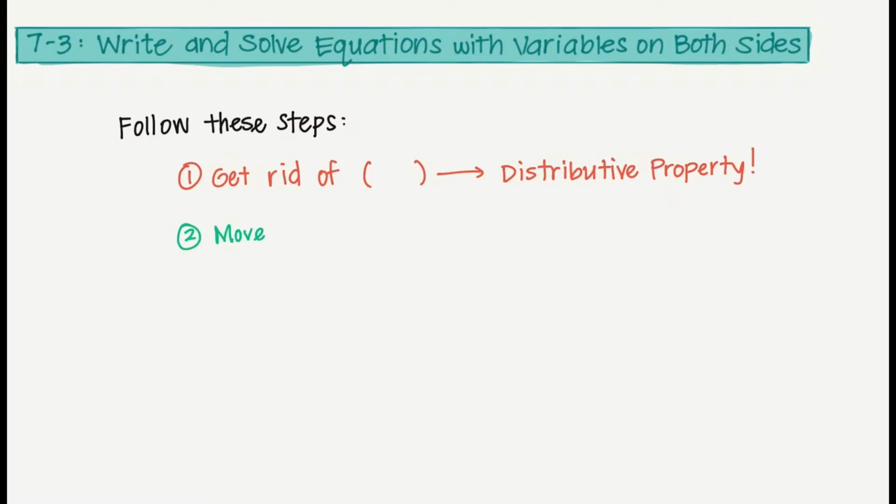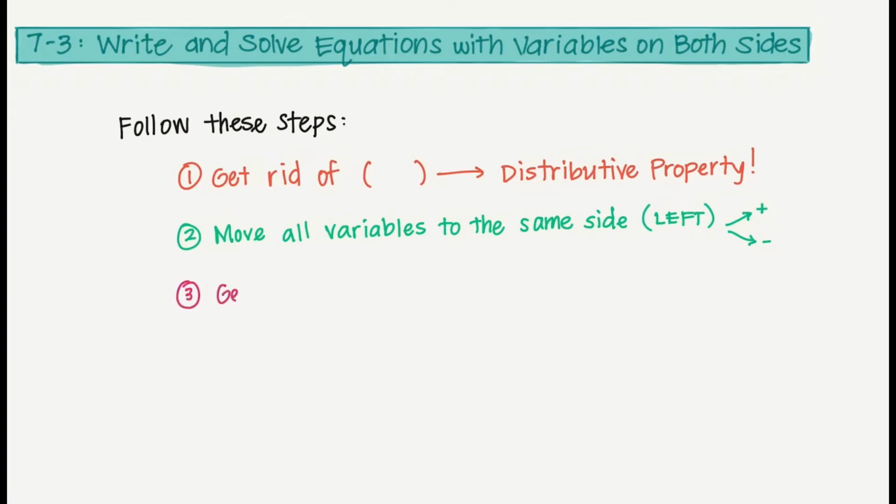Then, once that's taken care of, I want you to move all of your variables to the same side. So if you have an x on the left and on the right, I would always move it to the left. That's just my preference, but you want to move it all to the same side, and you do that by adding or subtracting. After that, you can go ahead and get rid of the lonely number.